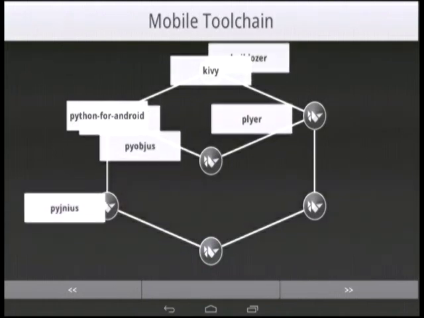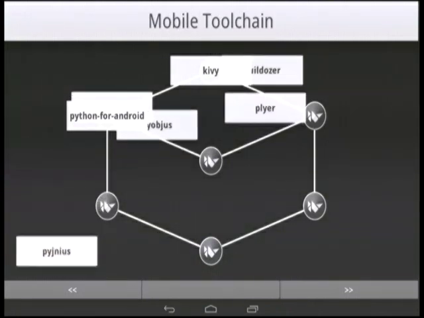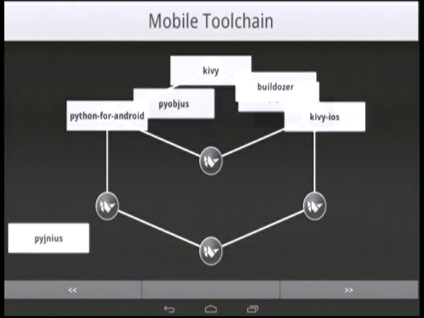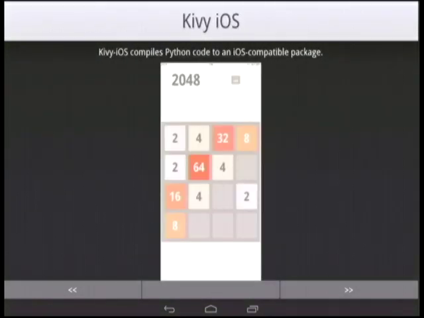So let's go back here, and next we will talk about Kivy iOS, which is basically the iOS version of Python for Android. It lets you compile your Kivy program for iOS. I'm not very familiar with it, so I'm not going to talk about it very much.